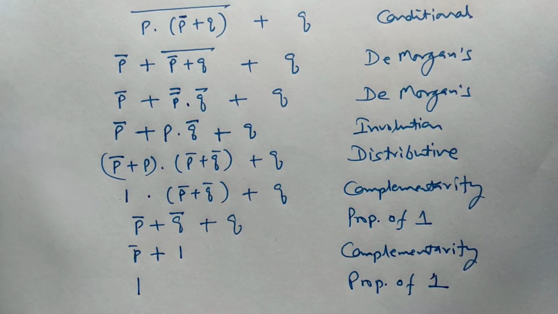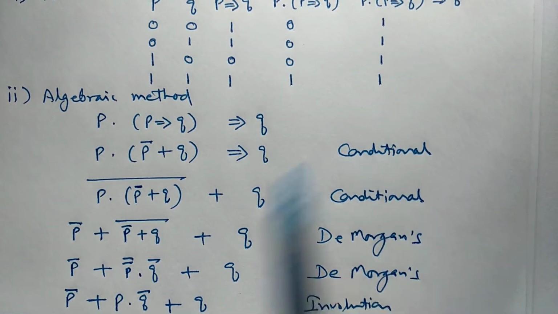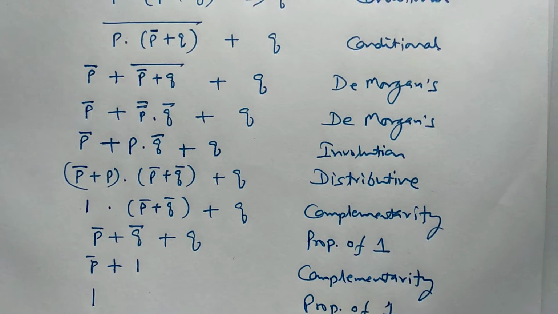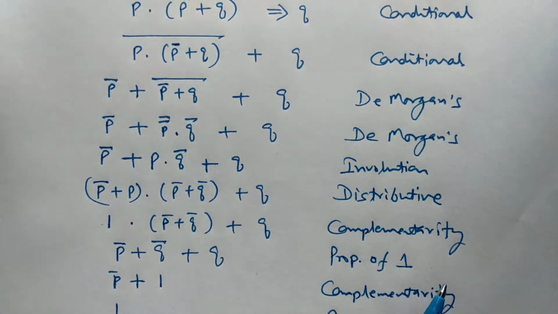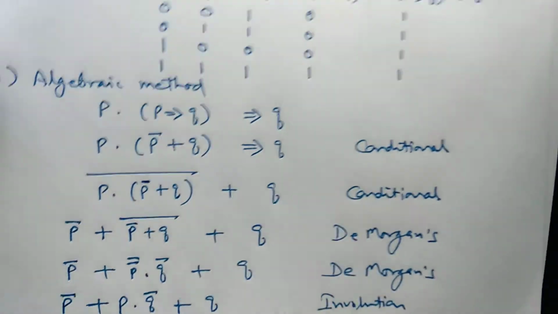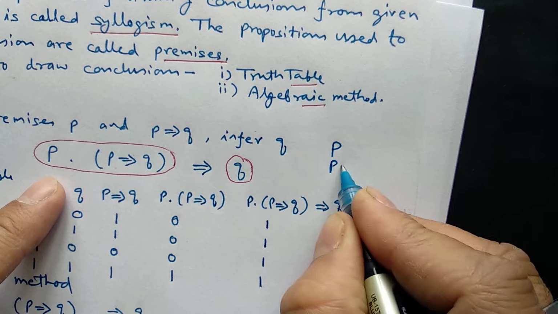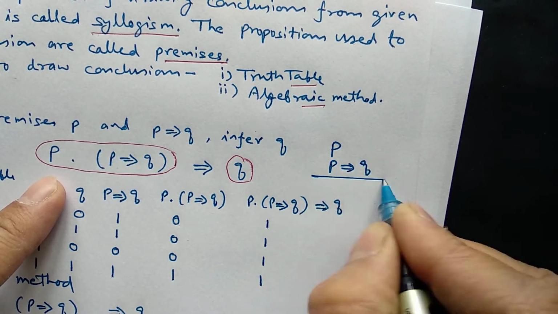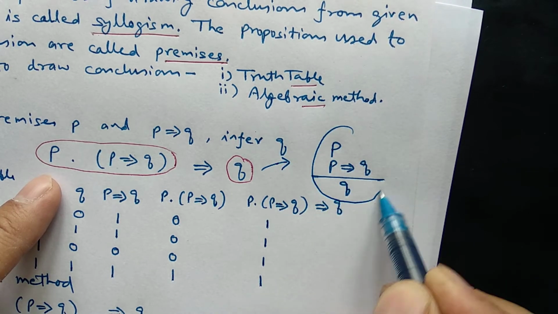So by both methods you have seen that the statement is successfully concluded because it gives you the truth value 1. So this is the one statement we have verified, and this statement can also be written like this: P implies Q, and this Q.